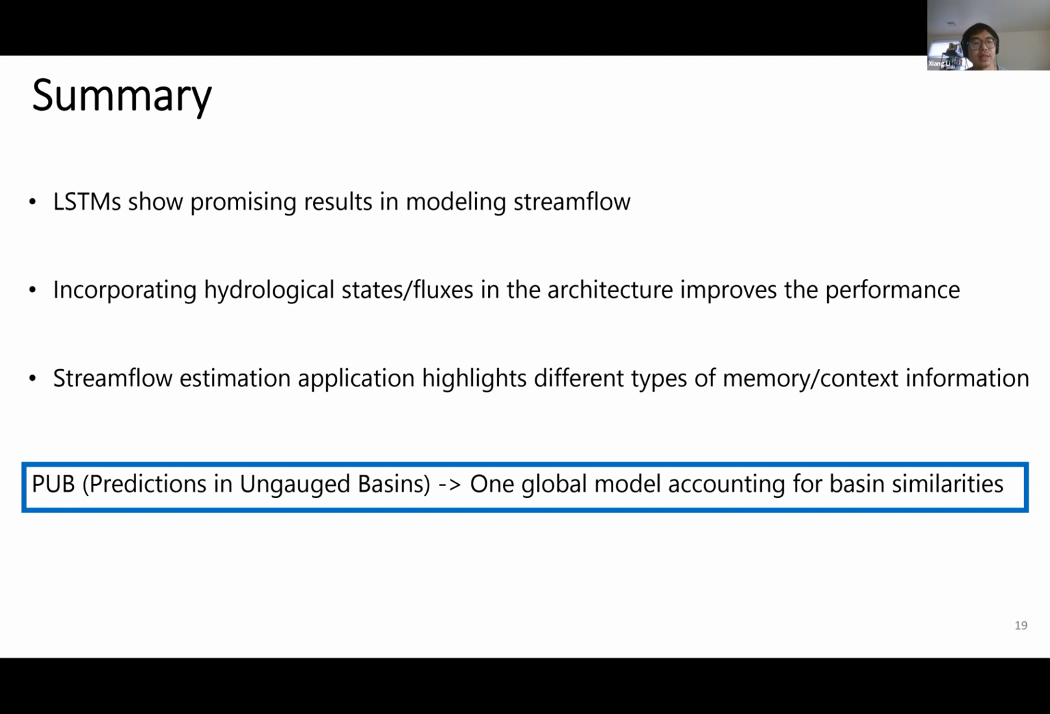And let's take a step aside from this. Not only for streamflow prediction, in hydrology there's also a very widely discussed topic, the predictions in ungauged basins. So far, the experiment we did was just to train a machine learning model for one single basin. Is there some possibility that we could train a global model, accounting for basin similarities, and generalize the streamflow prediction across different basins?